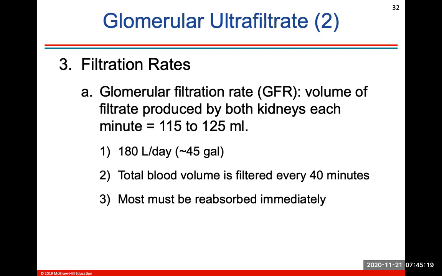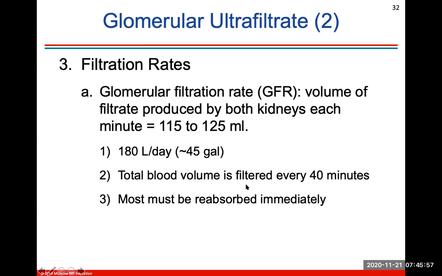The glomerular filtration rate refers to the volume of filtrate produced by both kidneys each minute. This is about 115 to 125 milliliters. It's about 45 gallons a day, which is an incredible amount of filtrate that your kidneys are filtering. Keep in mind that you're not going to urinate 45 gallons a day. This is just what's going through the first step of the filtration process. So 45 gallons of filtrate will continue down the nephron system, and most of that will actually get reabsorbed back into the blood.